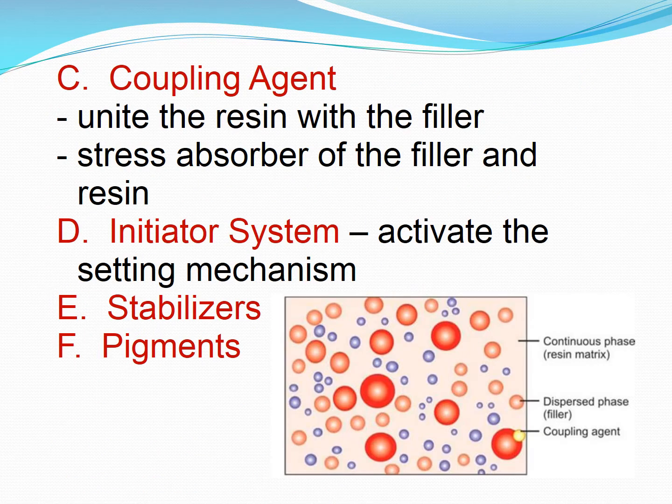مثل ما نشوف بهاي الصورة الريزن ماتريكس والفيلر اللي هي الدوائر الموجودة داخل الريزن ماتريكس اكو عليها الكابلنج ايجنت. الكابلنج ايجنت unites the resin with the filler and acts as a stress absorber between the filler and resin. الانيشيتر سيستم هي مادة تضاف to activate the setting mechanism. الsetting mechanism سواء chemically أو by light، فالانيشيتر هي اللي حتبدي التفاعل. المكون الآخر هي stabilizer and pigment.